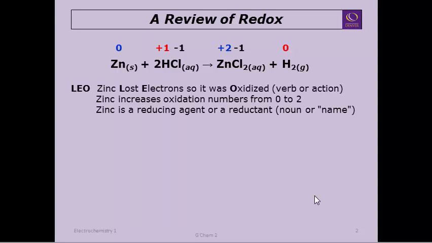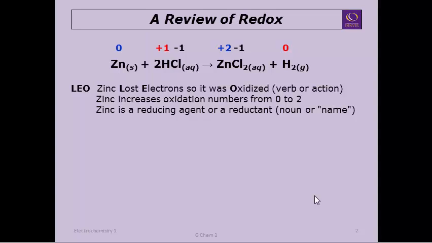And once you see that, using that mnemonic LEO, that if you lose an electron you're oxidized, that zinc lost 2 electrons, so it was oxidized. And just a reminder for definitions that this was a verb, it was oxidized, so consequently it's referred to, or the name for it, or the noun, is a reducing agent or reductant.